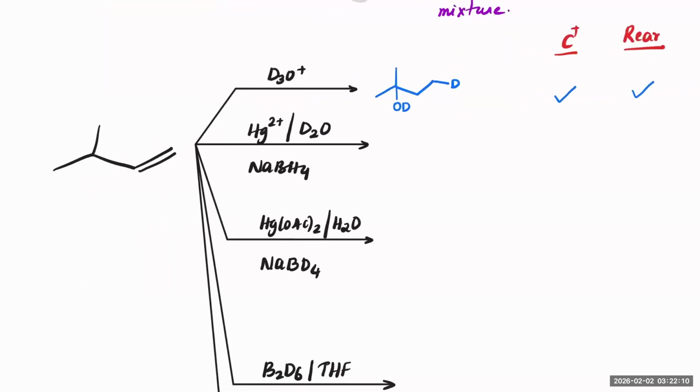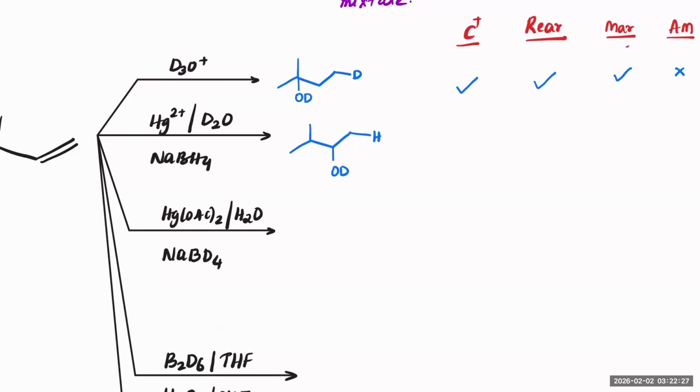Second one is oxymercuration, demercuration. So it will be like this. No carbocation, but hydrogen will come here and deuterium will come here. Sorry, OD will come here. That is following Markovnikov's rule. Because this actually hydrogen comes from H minus here. Just try if you recall. And water is the one which will attach on the more substituted position. So OD will come there. So no carbocation, no rearrangement, only Markovnikov follow.